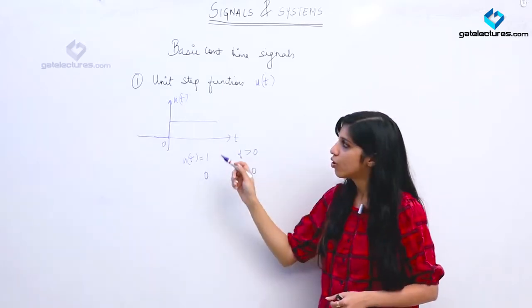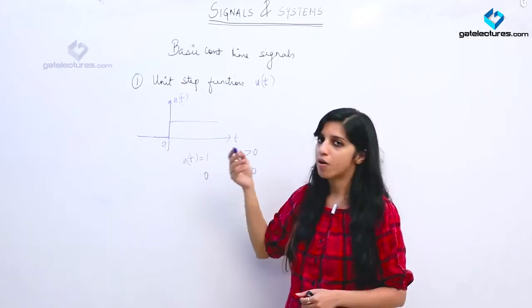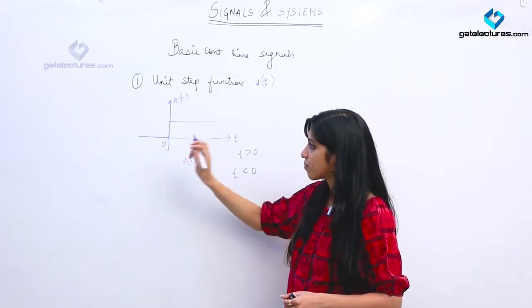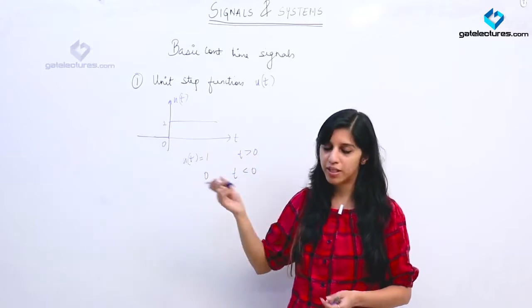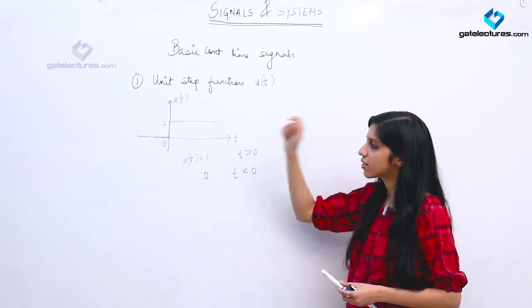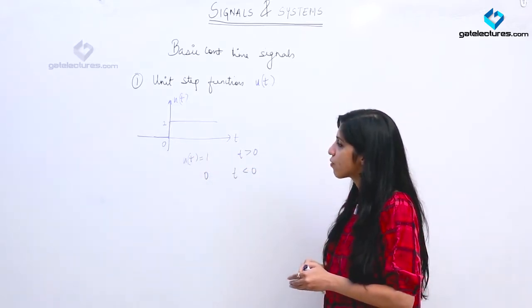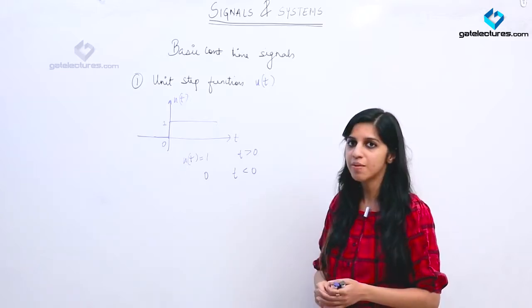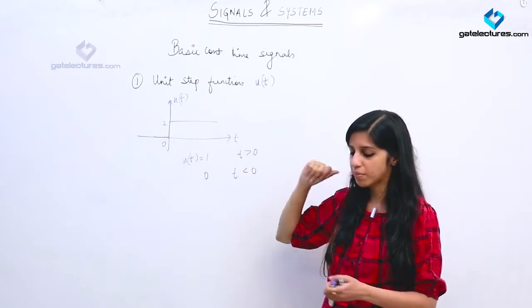The value of this function u(t) at t is equal to 0 is not defined. In an absolute sense, sometimes you can say that the average of the 0 and 1 values, u(t) at t is equal to 0, is 0.5, but more accurate would be to say that the value of u(t) at t is equal to 0 is not defined. So this is how we are defining a unit step function. This is 0 for all the negative time intervals and 1 for all the positive time intervals.